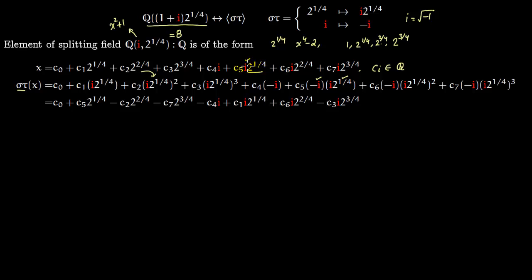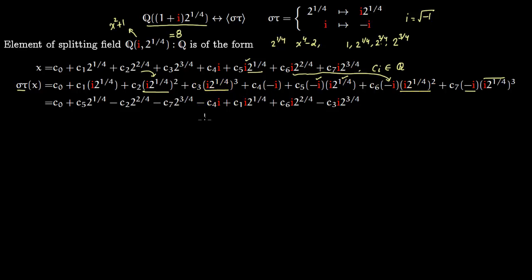So say you first act on i and then you act on 2^(1/4). Again the multiplicative property like this. Again this i will go to negative i, and this 2^(2/4) will go to (i·2^(1/4)) squared. This is exactly the same thing we have done right here. Similarly for i·2^(3/4), so i will go to negative i, and this 2^(3/4) will go to (i·2^(1/4)) cubed. Precisely what we have done here.